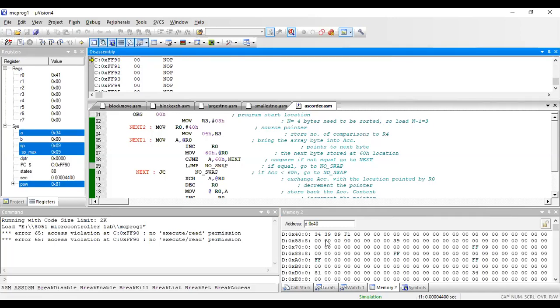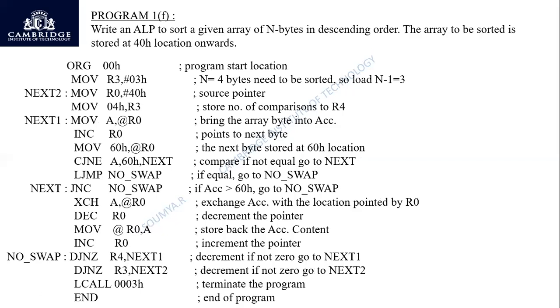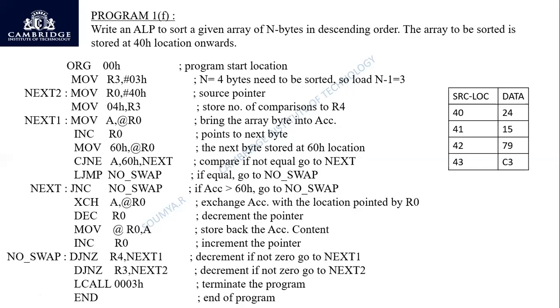Now the last program in this series is to sort the array in descending order. The procedure is the same. You have an array. In our case, our array is of 4 bytes only. We have stored 4 bytes from location 40 to 43, and you should remember that every time you should first load the content into the memory location.